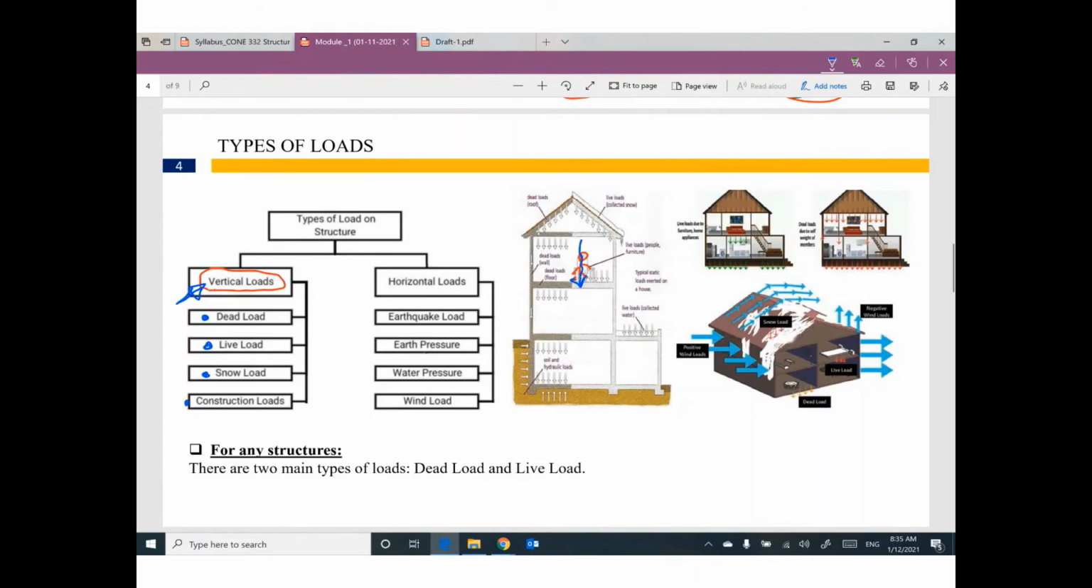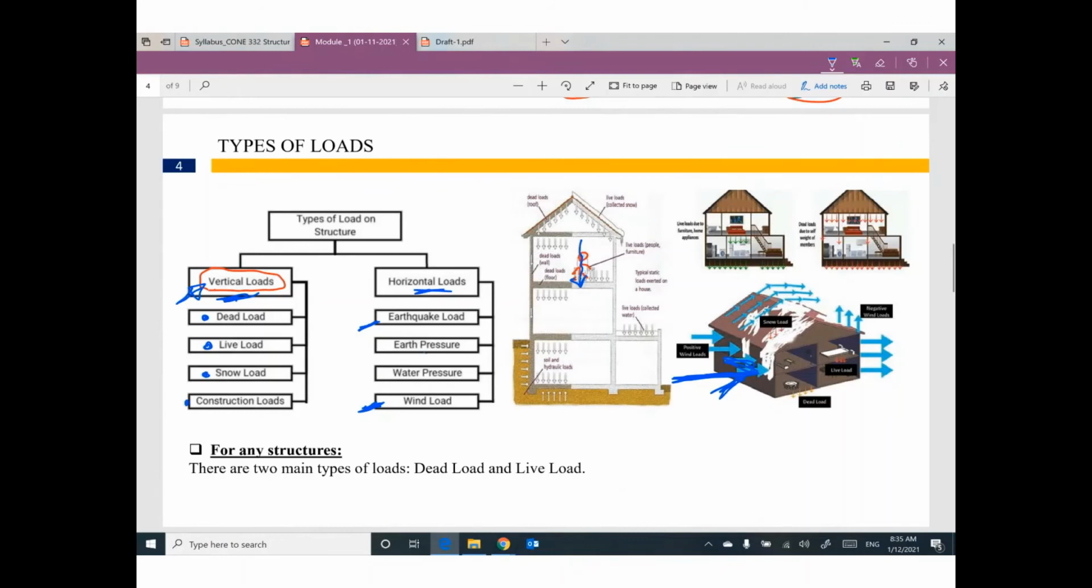Sometimes we have horizontal load coming horizontally in this direction. How? If you have an earthquake, if you have wind, the wind load is horizontal. Earthquake is horizontal. Water pressure or earth pressure are horizontal. So mainly we have two types of load: vertical load or horizontal load.